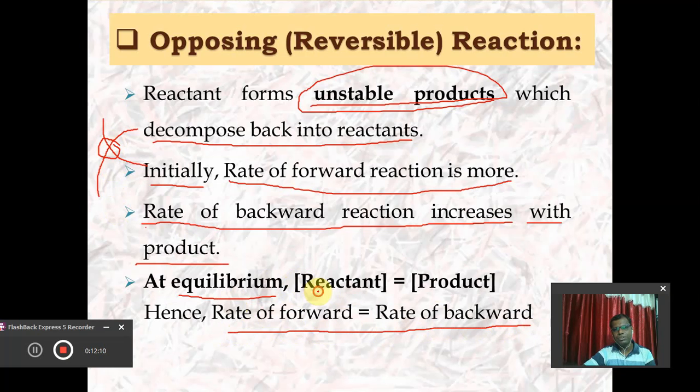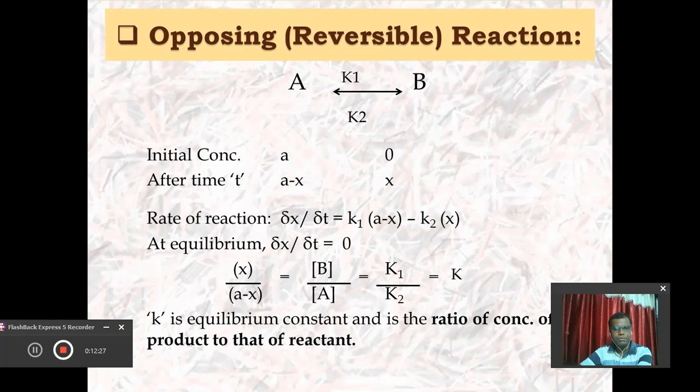And at the equilibrium condition, always remember that the concentration of reactant and the concentration of product becomes equal. So this is the case here. I will try to show you how the rate of forward reaction and the rate of backward reaction become equal at the equilibrium state. Suppose this is the general opposing reaction or reversible reaction.